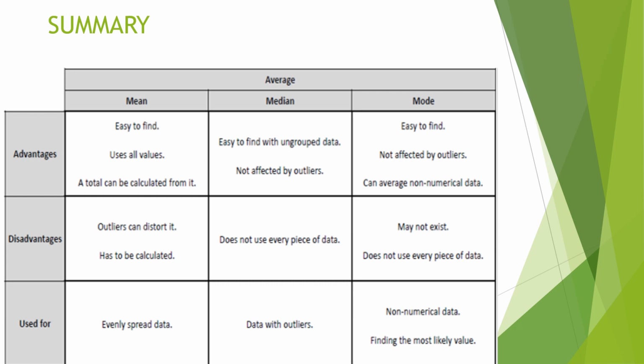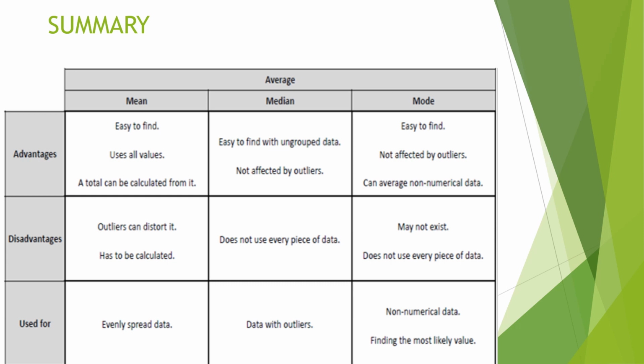Now, the disadvantage of mean is that outliers can distort it. It has to be calculated. And in case of median, it does not use every piece of data because we use only the middle figure. Next, in case of mode, it may not exist, and again it does not use every piece of data.